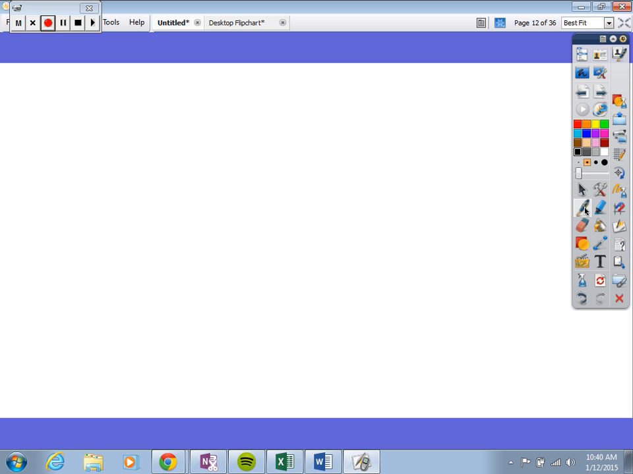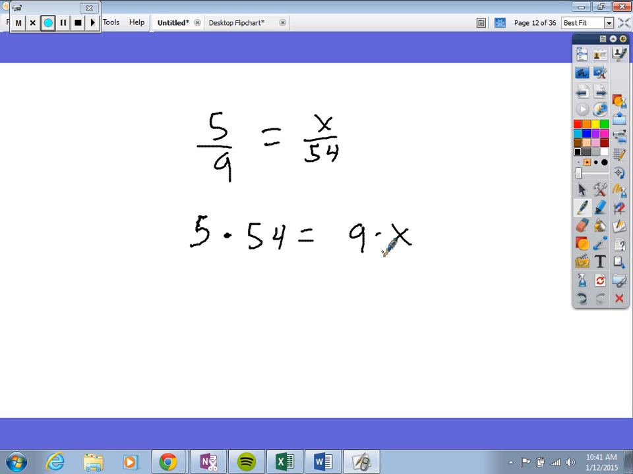Number 12 says, solve the proportion 5 over 9 is equal to x divided by 54. Well, this is very similar to that flagpole shadow length problem. It's just a proportion, so you just cross multiply. 5 times 54 is equal to 9 times x. If you have a calculator on you, just simply type in 5 times 54, and you're going to get 270 is equal to 9x.